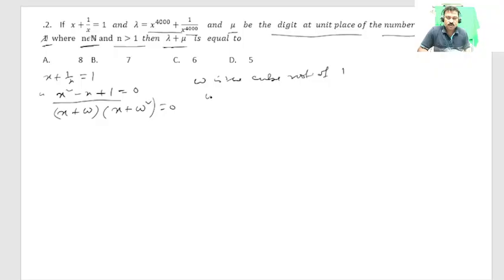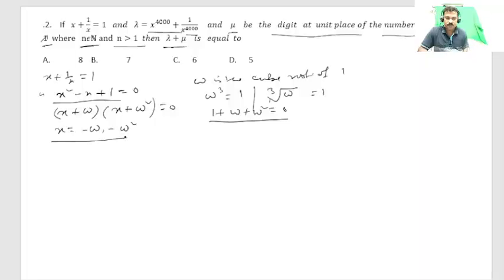Also omega cube equals 1. So omega cube equals 1, and 1 + omega + omega square equals 0. You know that; you learned this in the earlier classes. So we get x equals minus omega square. Now we find the value of lambda here. Then lambda, first we consider x equals minus omega.